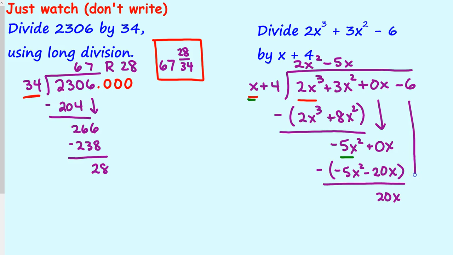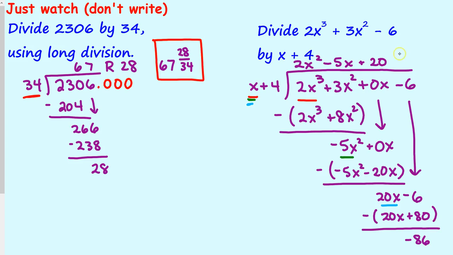What do we do now? We bring down the next one, and we go through it all again. So x times what gives us 20x? Well, it would be x times 20, so we put plus 20, and then we multiply the 20 by x plus 4, and that gives us 20x plus 80. And then we subtract. So now we have negative 86. So that's the remainder because there's nothing else to bring down.